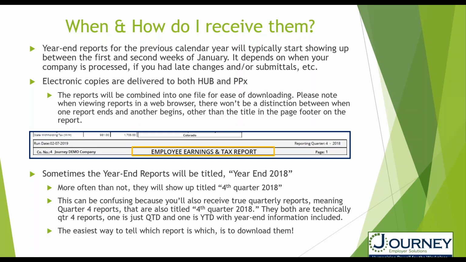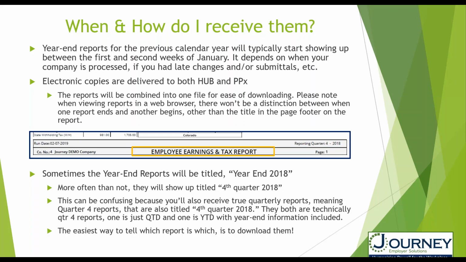Electronic copies, again, are delivered to Hub and PPX. If you're not familiar with PPX, it's our online payroll system, and hopefully you can get your access if you don't have it already. This is where a lot of the reports can be pulled out individually rather than the chunk of reports that are sent to your Hub account. When copies get pushed out, they're oftentimes combined into one file for downloading, and that's usually done through Hub. However, you can log into your PPX browser, pull up your reports, and grab them individually. So we'll go over that as well.